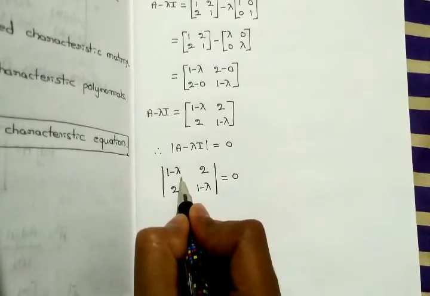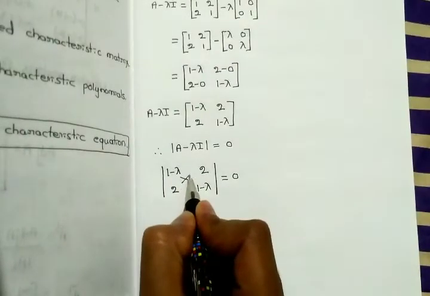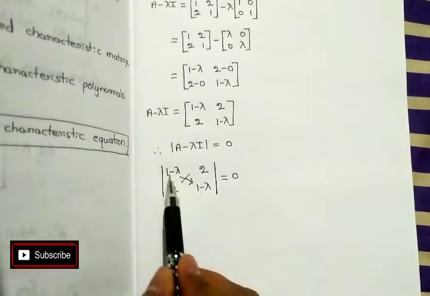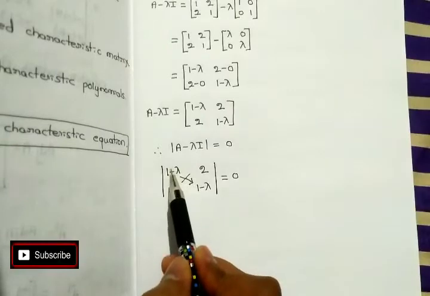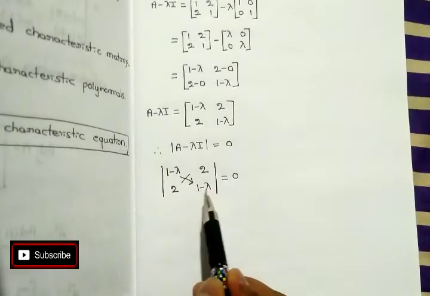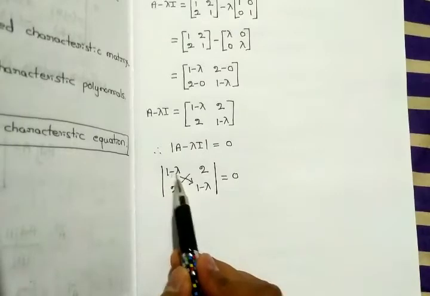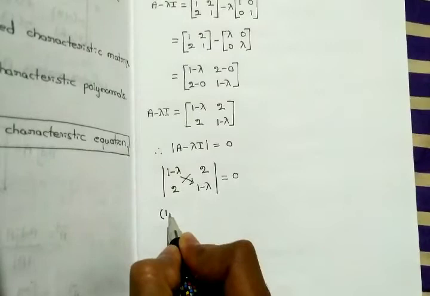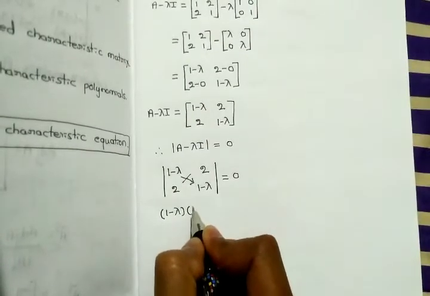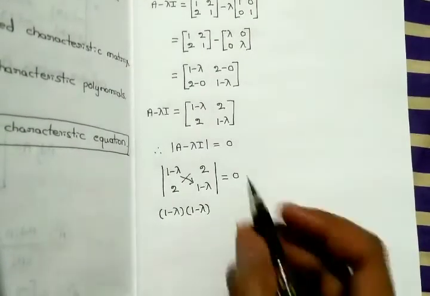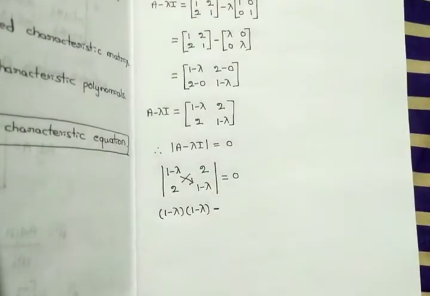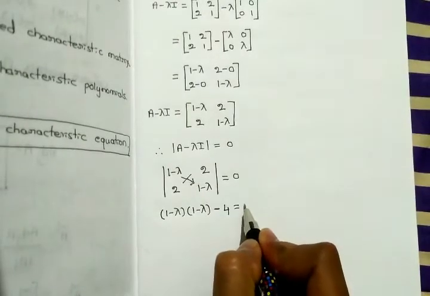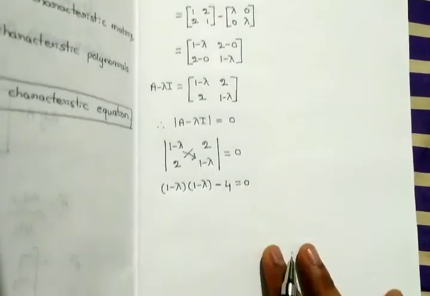You know the second order determinant rule is cross multiplication, with the middle always a negative sign. While doing the cross multiplication, don't directly do the multiplication, because the first element has 2 terms and the last element also has 2 terms. Therefore keep this value in brackets, (1 minus lambda) into (1 minus lambda). The middle sign is minus. Next, multiply these two, 2 into 2 is 4, equal to 0.